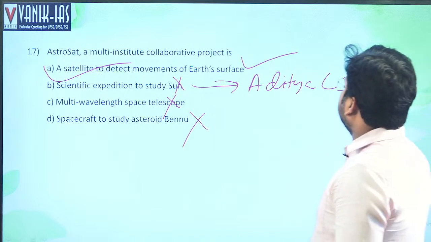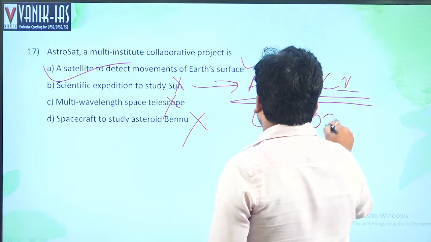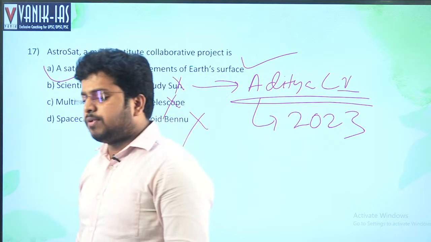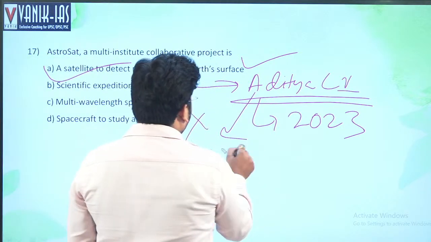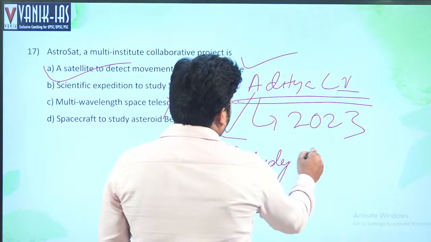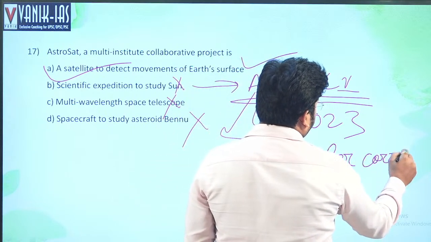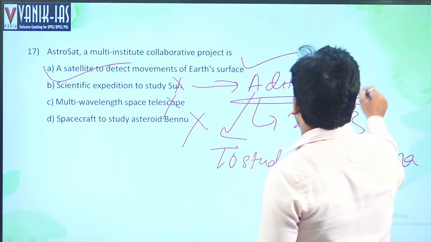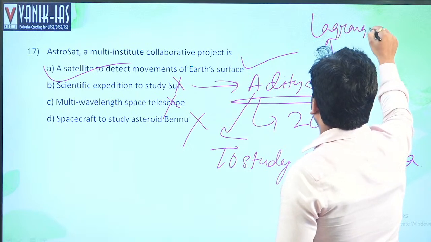It is the indigenous mission that will be launched in the first half of 2023. The purpose is to study the solar corona. To study the solar corona, the Aditya L1 mission is launched. Aditya L1 will be placed in L1, that is Lagrange point 1.